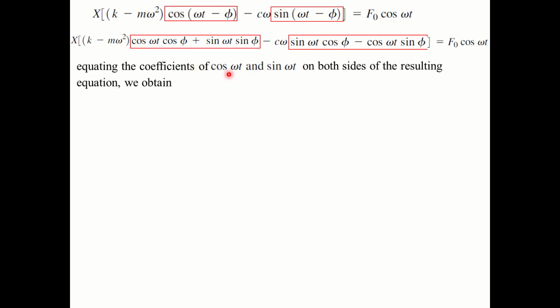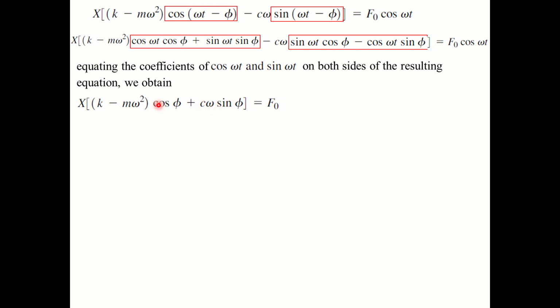Equating the coefficients of cos omega t and sin omega t on both sides of the resulting equation, we obtain like this. Equate cos omega t and sin omega t. Now we check where the sin omega t and cos omega t terms are. This is cos omega t, this is cos omega t, this is cos omega t. Write it on one side. (k minus m omega square) cos, so we'll take it outside.